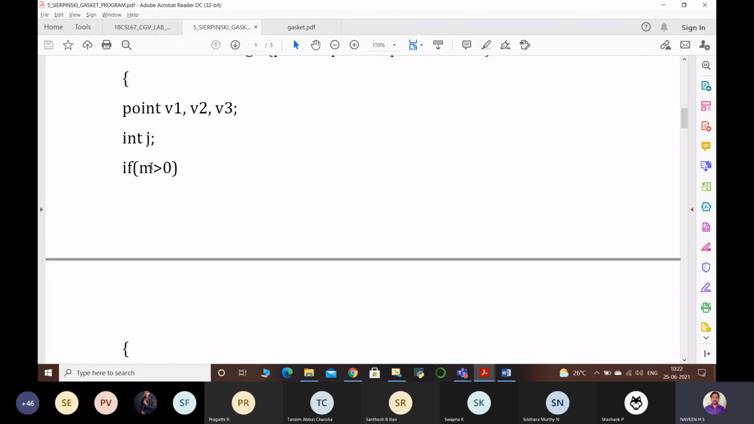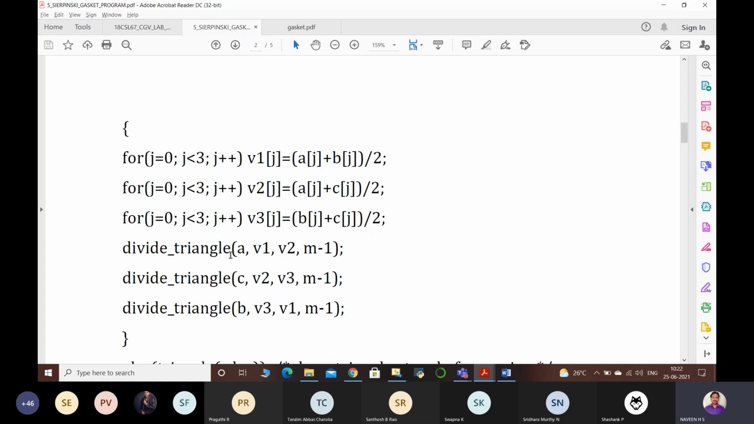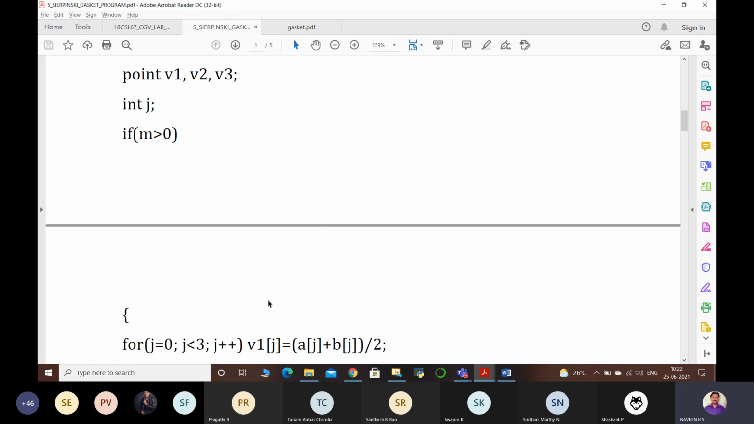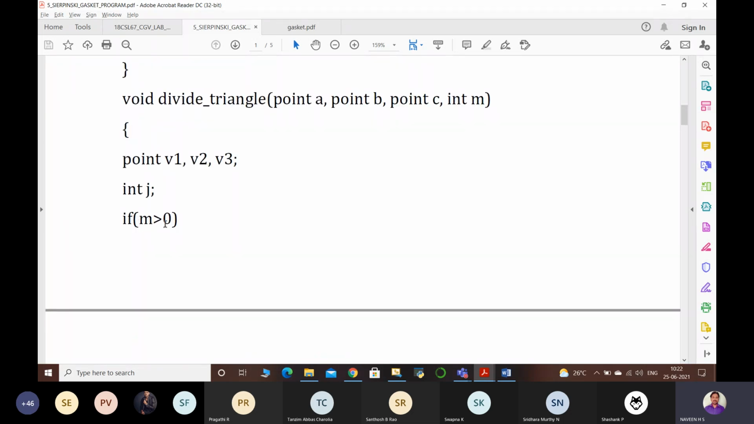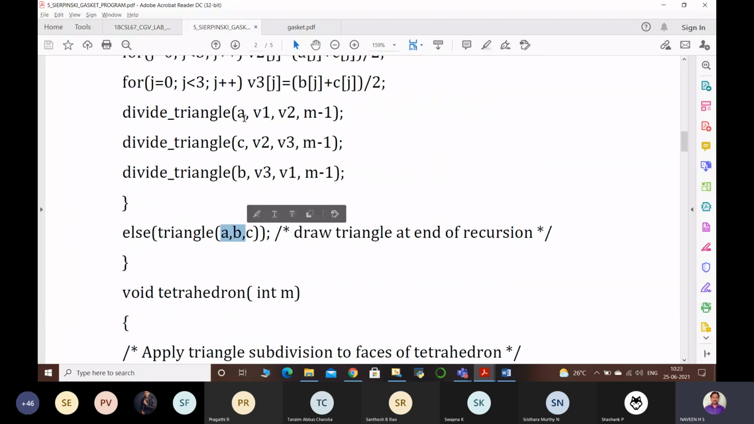Again it will come here, checking if 1 is greater than 0. Yes, the condition is true. It will find out all the midpoints, and again it will call divide triangle. Now m is 1, so 1 minus 1 is 0. Again it will come to the condition checking. If m is greater than 0? No, the condition fails. So it will come out of the loop and construct the triangle with the new ABC values. Here, see A, B, C. These are the new calculated values. Using those values, you are going to construct the triangle.